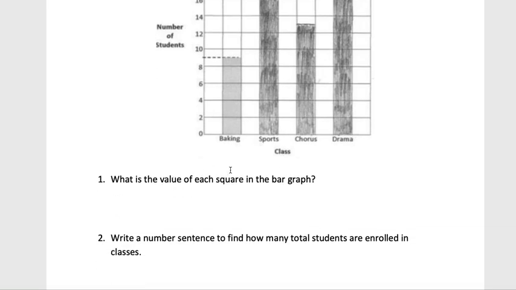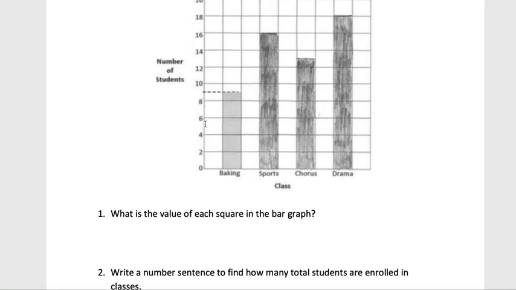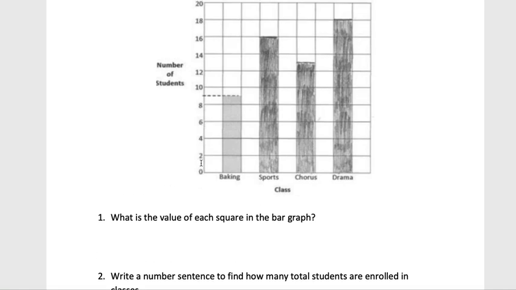It says, what is the value of each square in the bar graph, which means how much does one square equal? And now you can figure that out by looking at the numbers on the side. What do you notice? What are they counting by? If you said they're skip counting by twos, that shows you that each square is a value of 2.